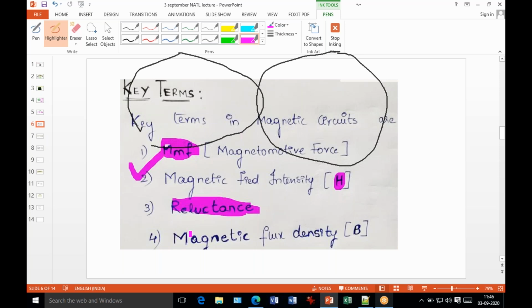And the last one is magnetic flux density, denoted by capital B. So now we go for the individual study of all these parameters.